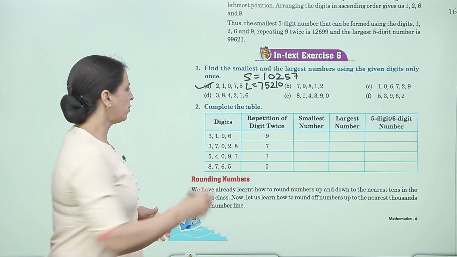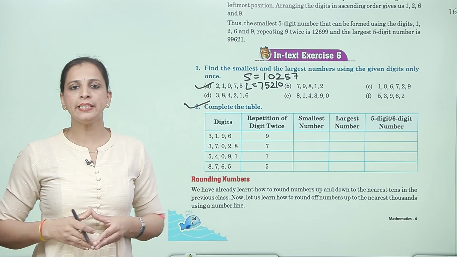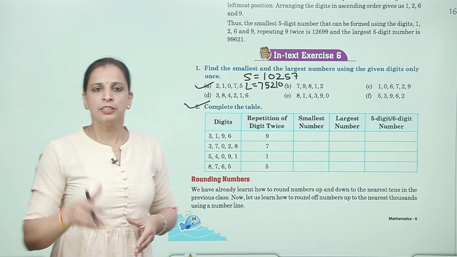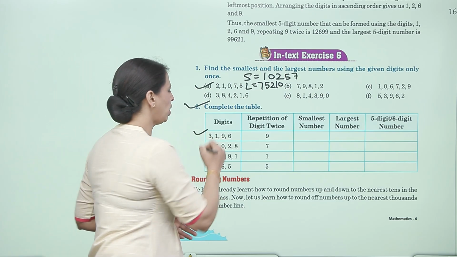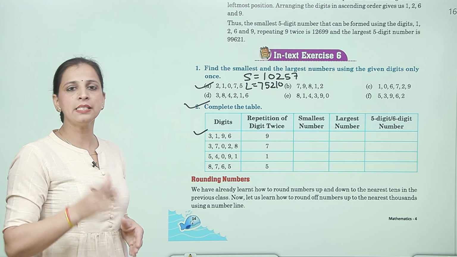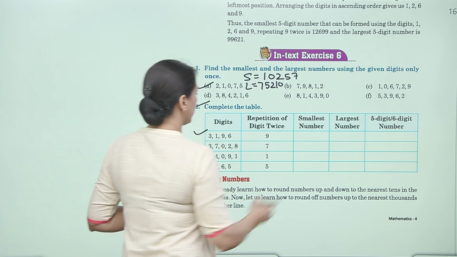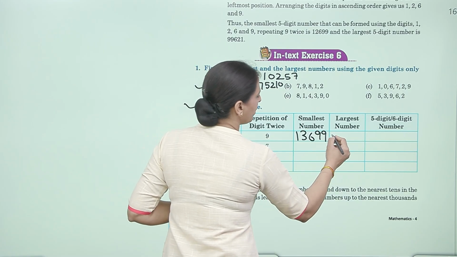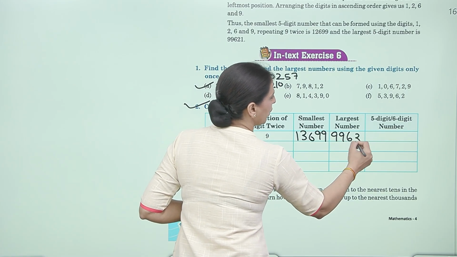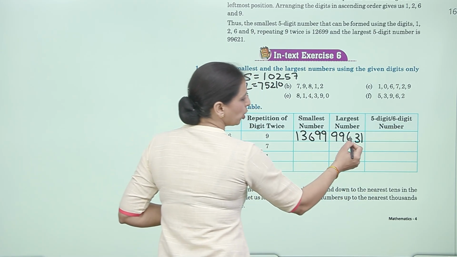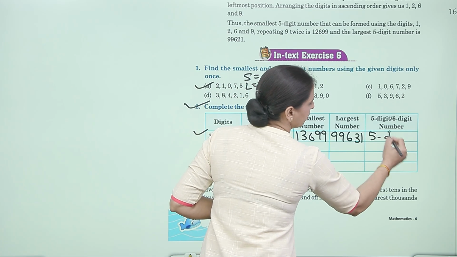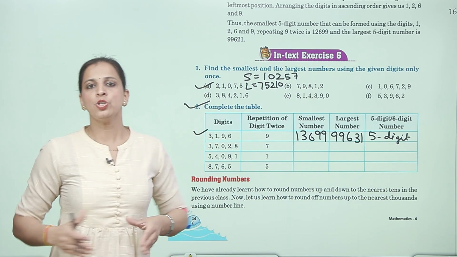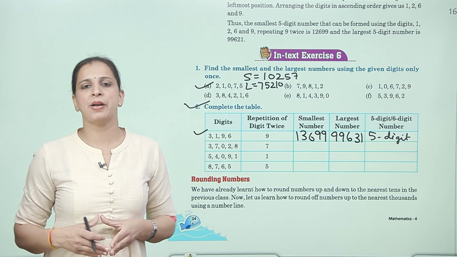Now next, question number 2. Complete the table. Now digits, repetition of digits twice. Now smallest number. First is 3196 and 9 is repeated. The smallest number is 13699 and the largest number is 99631, and it is a 5-digit number. So children, using the same method, you will try the remaining parts yourselves.